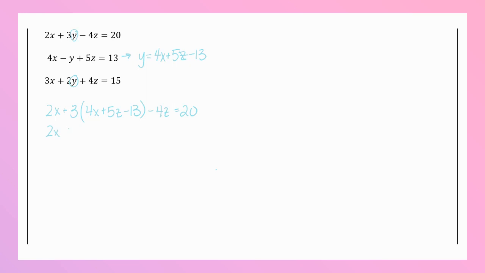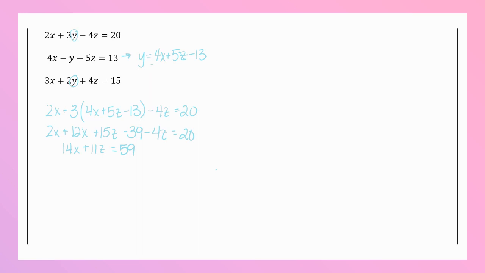And then I'm going to distribute the 3. I'm going to combine like terms. 14x and 11z. And I'm going to add that 39 to the other side, okay? You're going to get maybe some big numbers or different numbers. That's okay. Don't freak out, all right? 59, yeah, is a pretty big number, but that's okay. We can work with it.